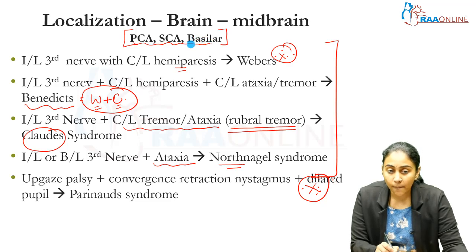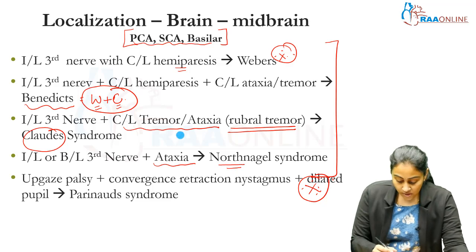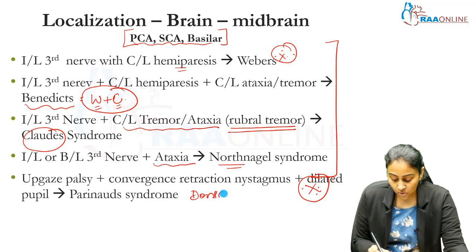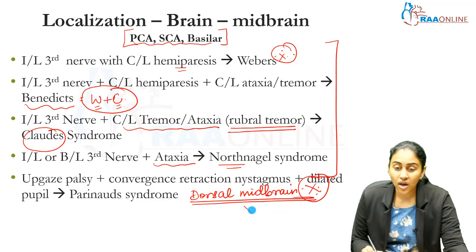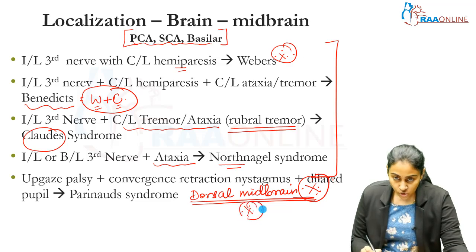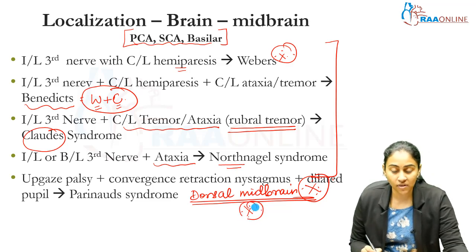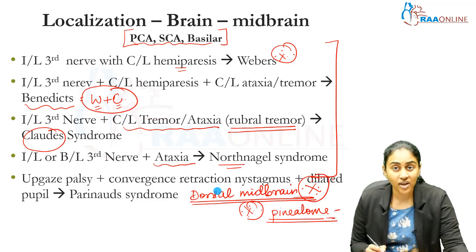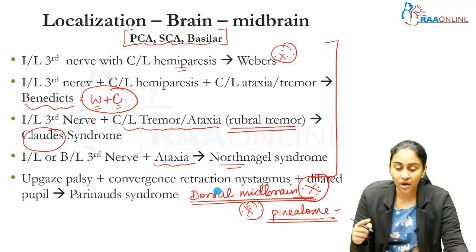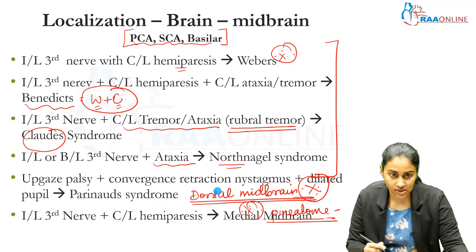Now whenever you have an upgaze palsy with convergence retraction nystagmus with a dilated pupil, this is your dorsal midbrain syndrome, also called the Parinaud syndrome. This is often not the presentation of a midbrain stroke, rather it is the presentation of a tumor sitting at the dorsal midbrain level, something like a pinealoma. So this is how a pinealoma would present typically, with a dorsal midbrain syndrome, also called Parinaud syndrome, characterized by very characteristic upgaze palsy and convergence retraction nystagmus.